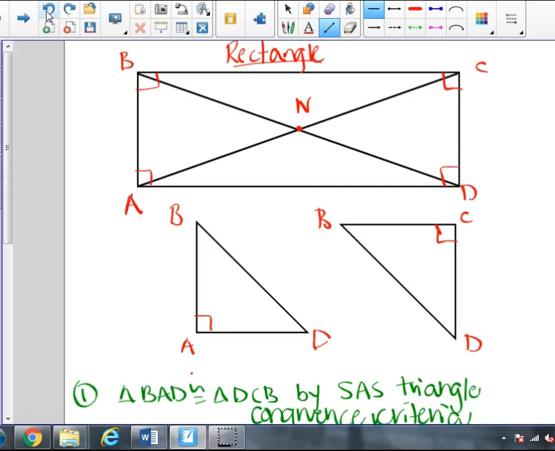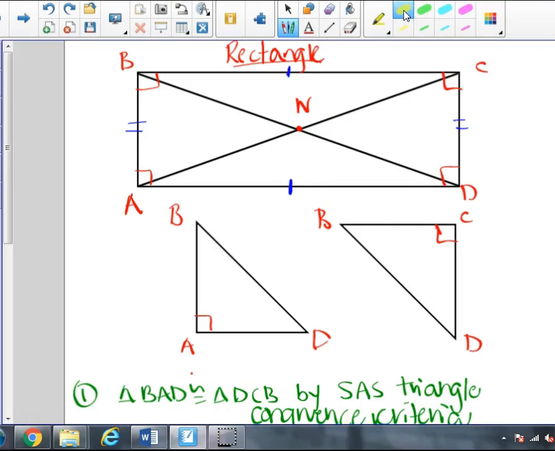So we know that line segment AD would be congruent to line segment BC, and line segment AB would be congruent to line segment DC. Okay, so I've marked them congruent. So what we did in class is we actually separated our triangles. So I'm going to highlight the triangles that we separated here.